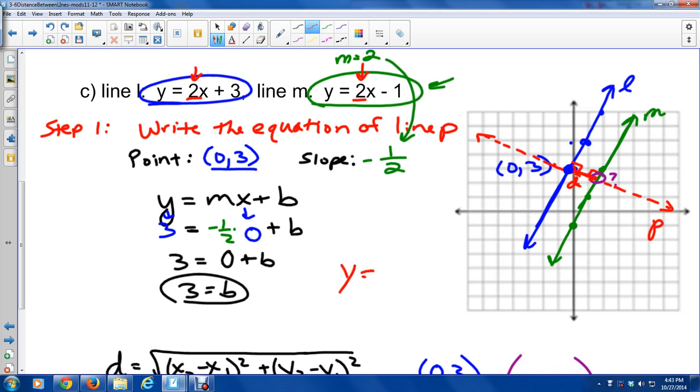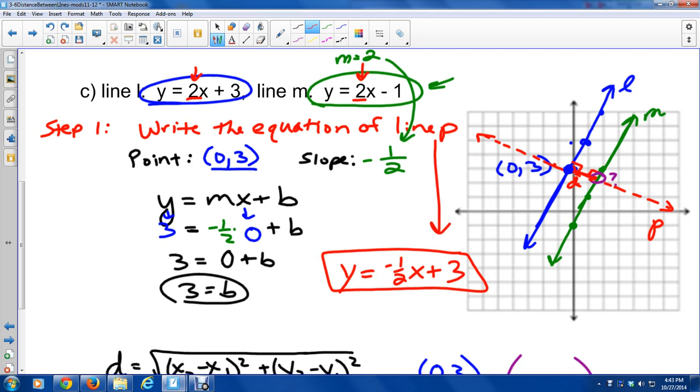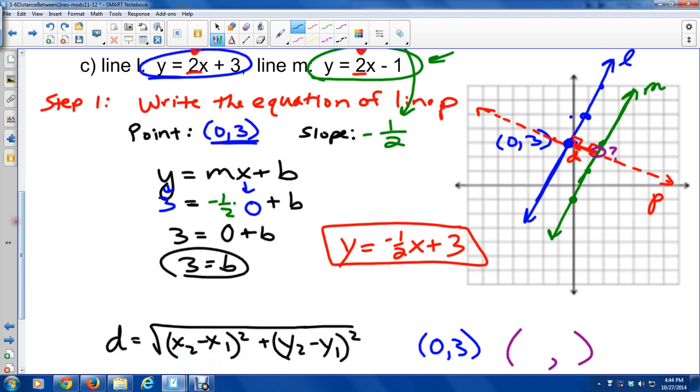Final answer then, y equals negative 1/2 x plus 3 is my equation of line P, which I was asked to do in step 1. So step 1 is complete. Equation of line P, y equals negative 1/2 x plus 3 when I plug in my y-intercept. Okay, perhaps you actually realized that our point we were working with is a y-intercept, and you jumped right to that without doing y equals mx plus b. Good for you. I did not realize that, so I made a little more work for myself.